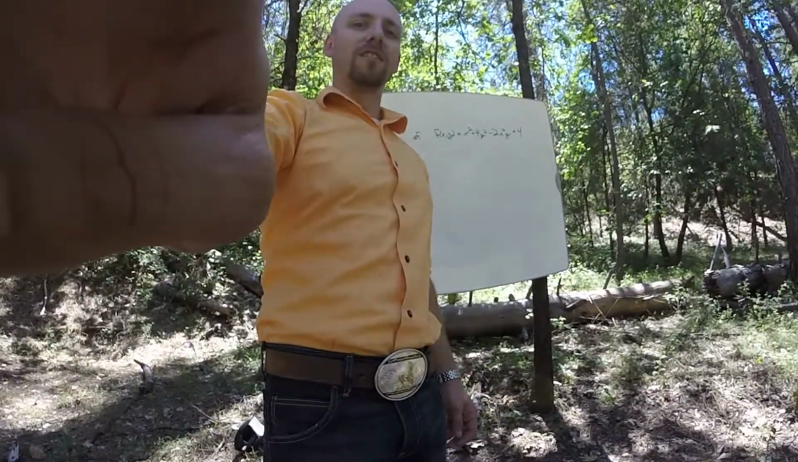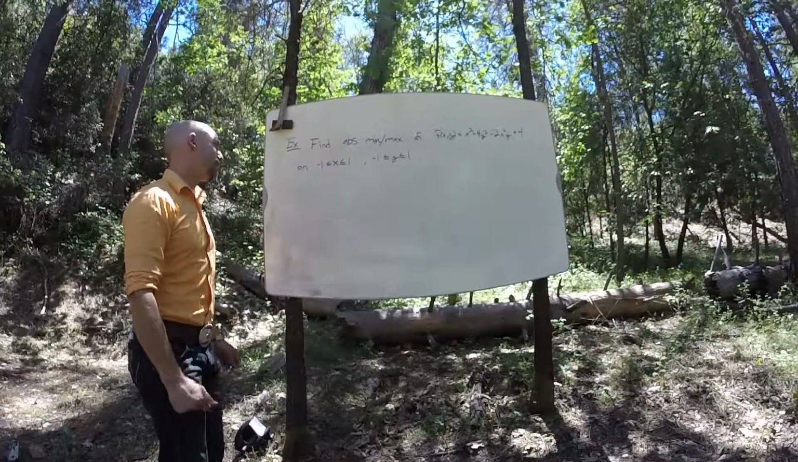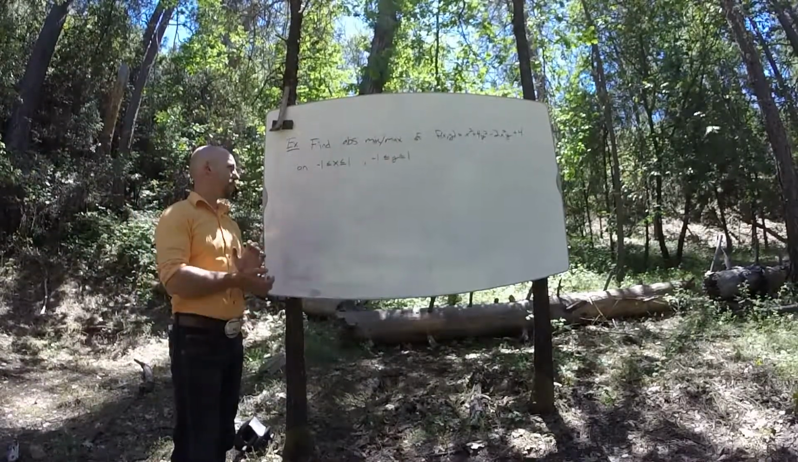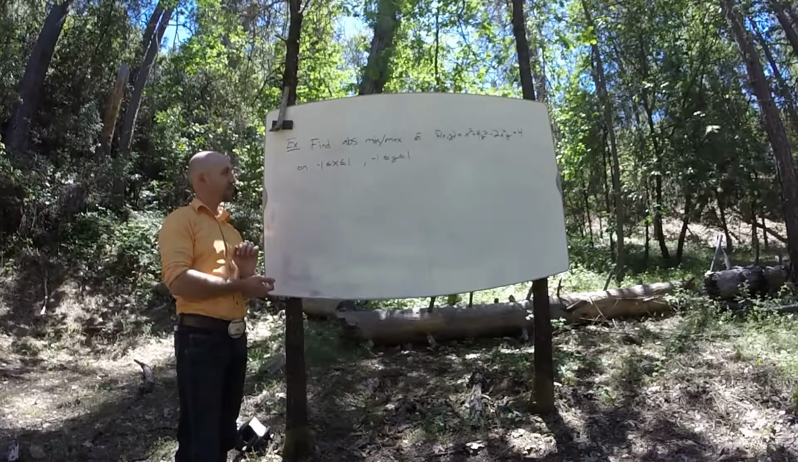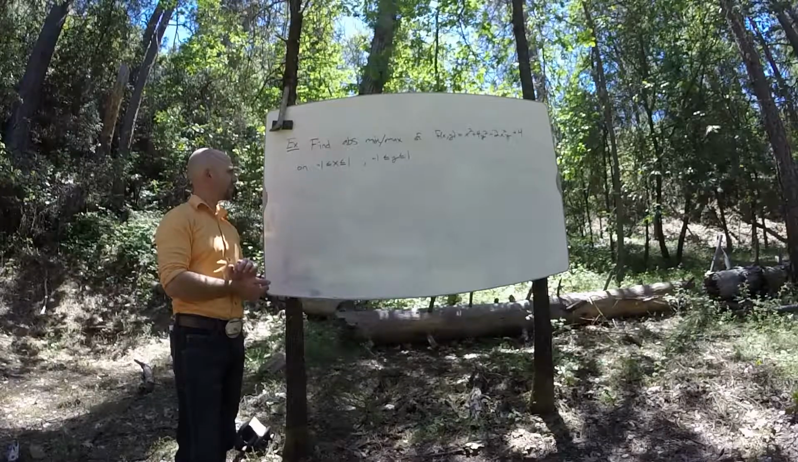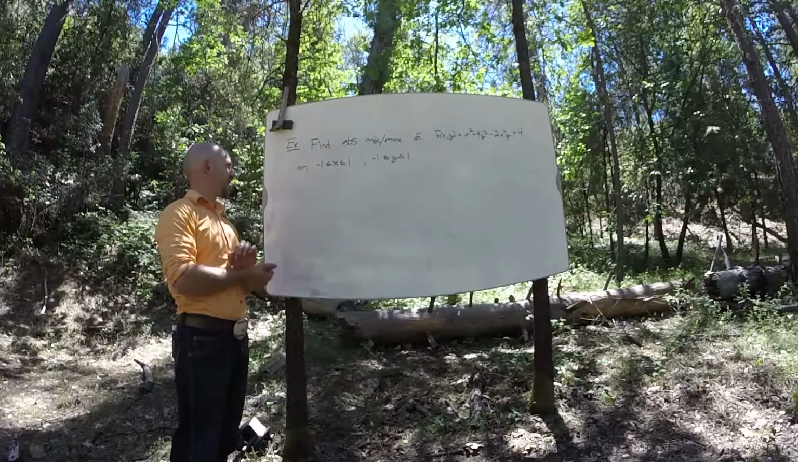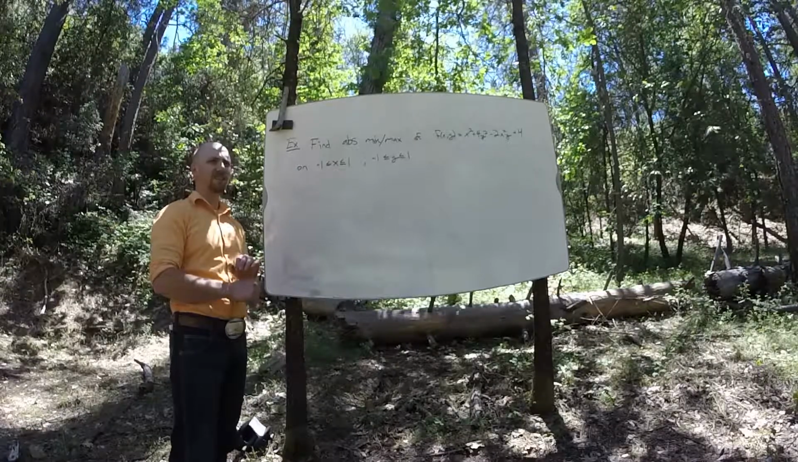So let us optimize. We want to find the absolute max and min of f(x, y) = x squared + 4y squared - 2x squared y + 4, over negative 1 < x < 1 and negative 1 < y < 1.